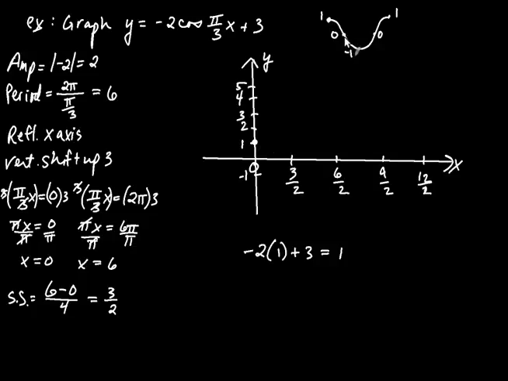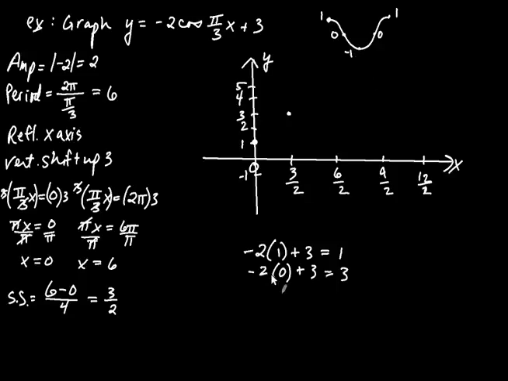Okay, next one, 0, plug that in. -2 times 0 plus 3 is equal to 3. So at the second significant point, for this value on the x-axis, I go all the way up to 3, like so. So it has that value for x and 3 for y.